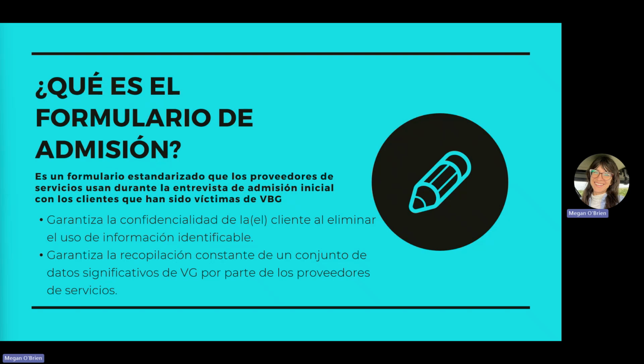So what is the intake form? It's a standardized form that's used by service providers when conducting the initial intake interview with GBV survivors. It ensures client confidentiality by eliminating the use of identifiable information, and it ensures service providers are consistently collecting a standardized set of key GBV data points.